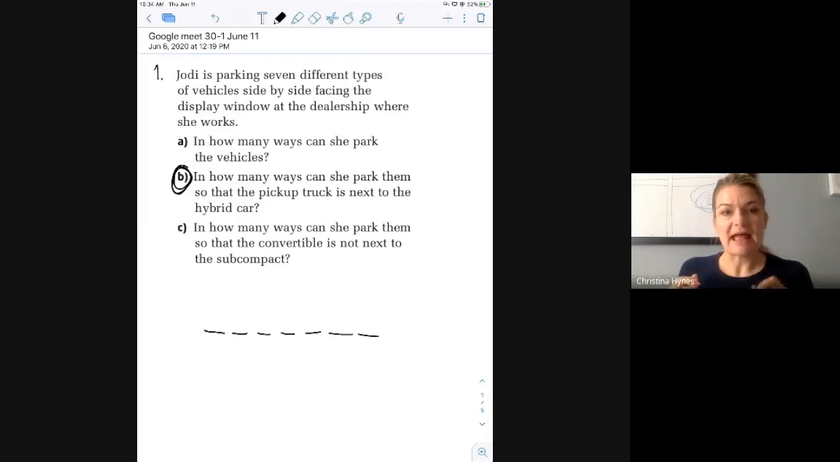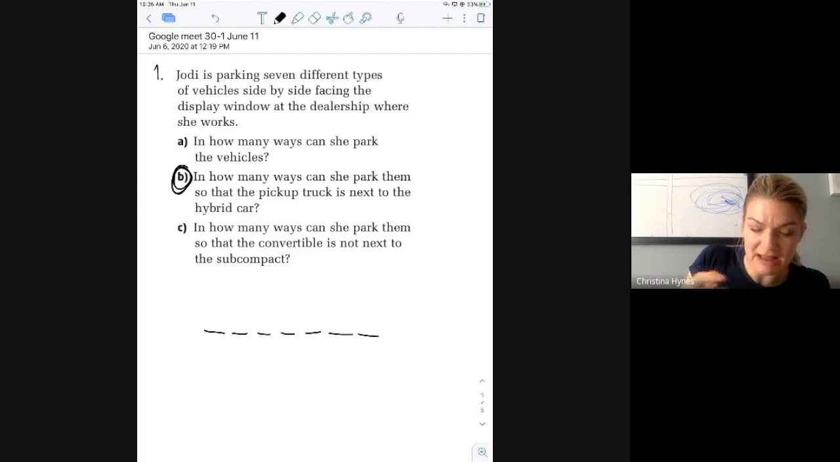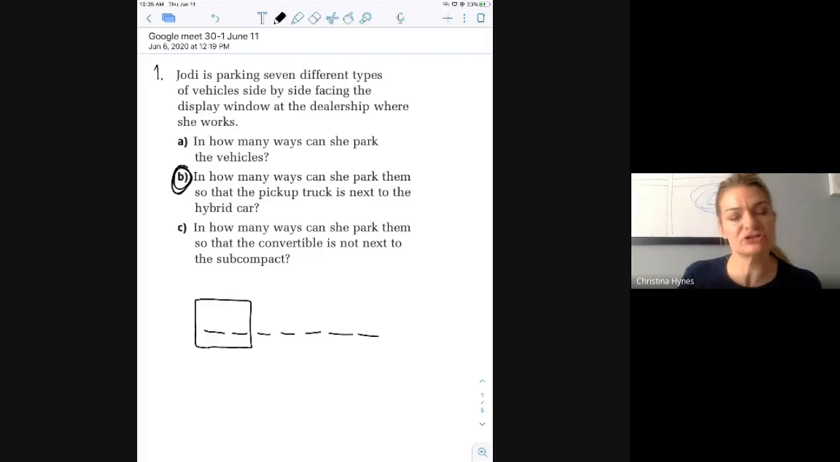Okay, so anything that has to go together, you're gonna group them at the beginning. So if there's 2 cars or 3 cars that would have to go together, I'd put a square around them to keep them together. So for example, it says how many ways can you park them so that the pickup truck is next to the hybrid truck. So these two things have to be together, so that consists of 2 spots. If there was 3 letters that had to stay together, you would put a circle around 3 spots just to keep in your head that those are separate.